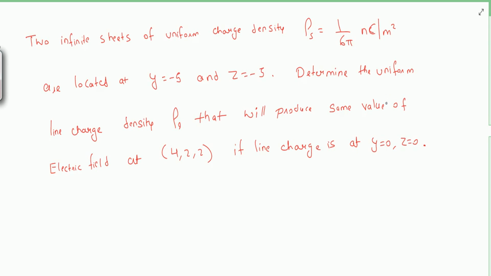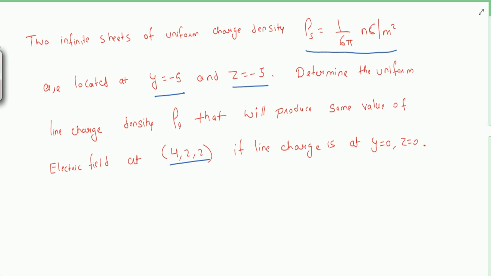Now see another question. Two infinite sheets of uniform charge density rho s equals 1 by 6 pi nanocoulomb per meter square are located, one at y equals minus 5 and the second at z equals minus 5. Determine the uniform line charge density rho L that will produce the same value of electric field at the location 4, 2, 2 if the line charge is at y equals 0 and z equals 0.